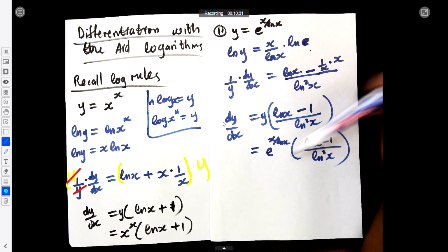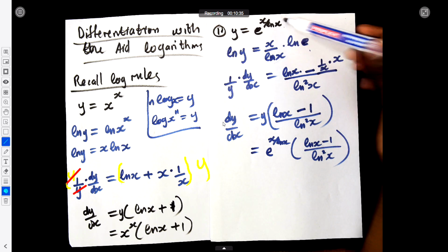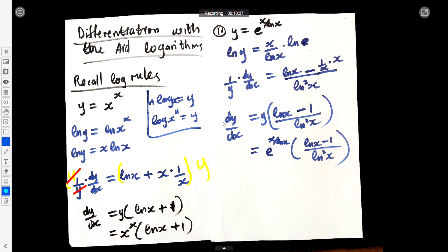Because the function always appears as it is, then the derivative of the exponent, it is a quotient, we do that. So we try and prove it using exponential laws, you still get the same answer.